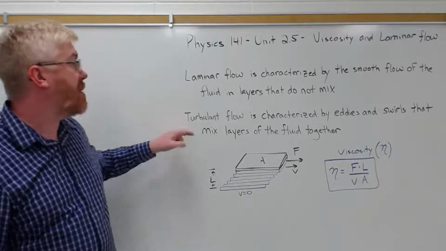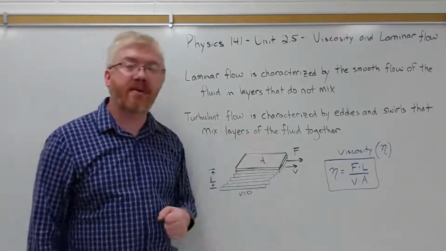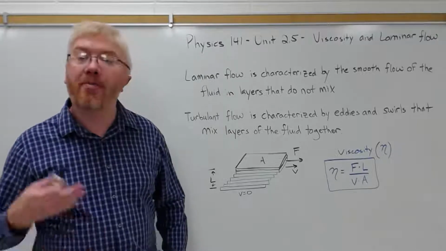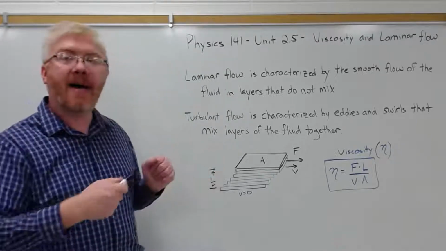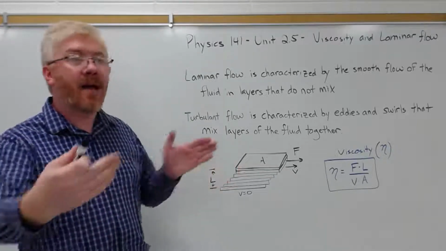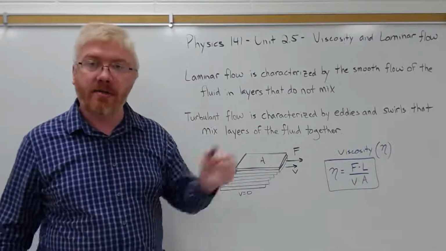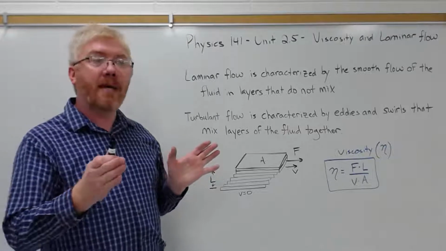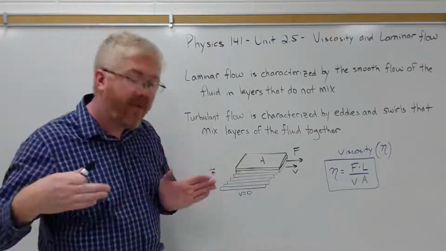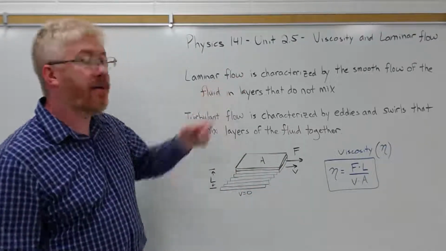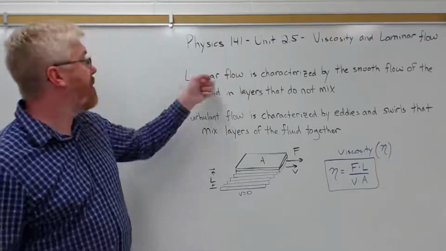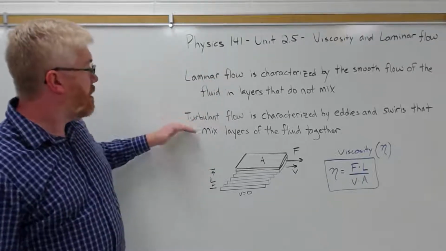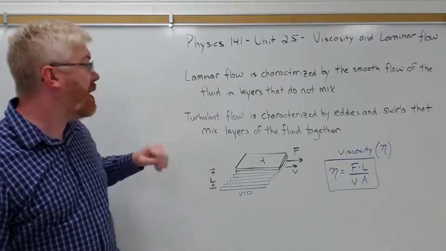Turbulent flow is characterized by eddies and swirls that mix layers of the fluid together. So in a turbulent river, a turbulent flow, you place a bunch of kayaks equally spaced and let them down, they would start bumping into one another and start spinning around in circles. The water does not flow in a laminar fashion. Now, laminar, you think of laminate layers. So turbulent flow is characterized by eddies and swirls.